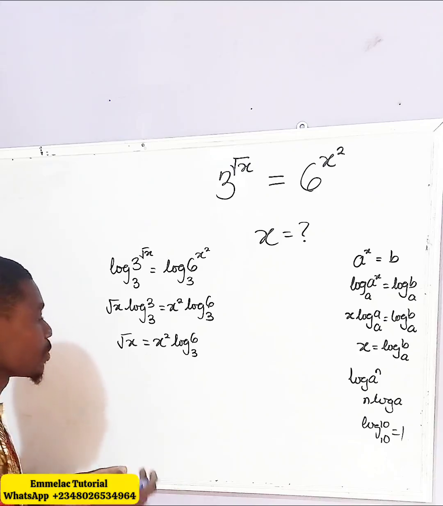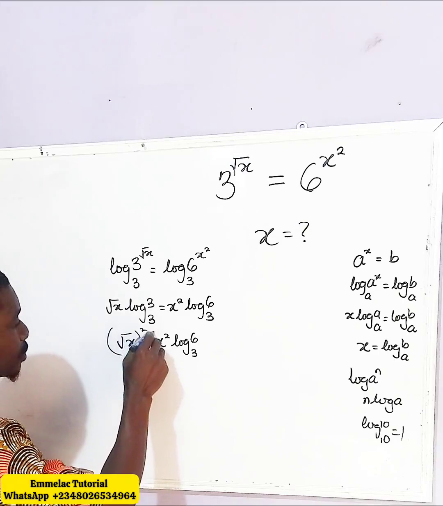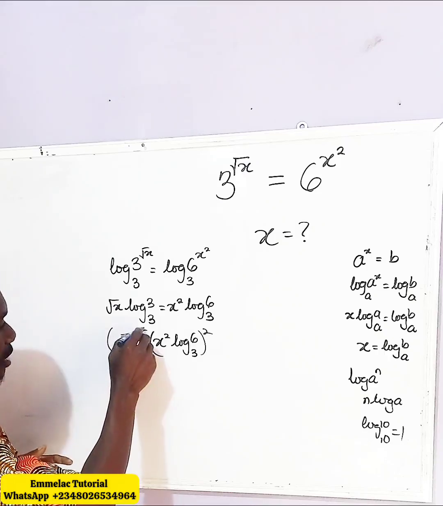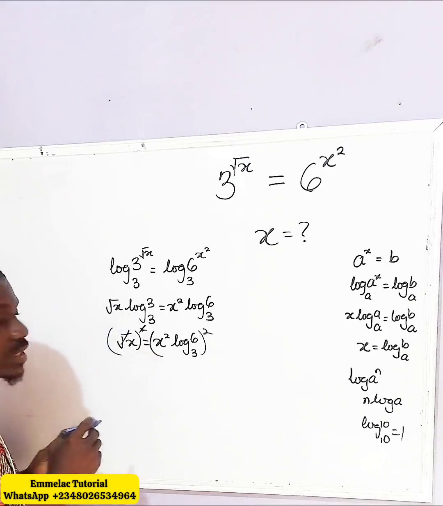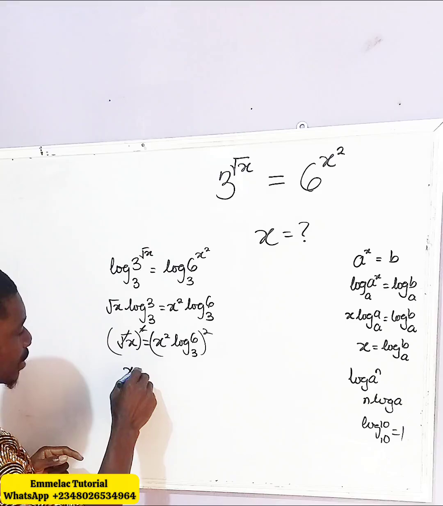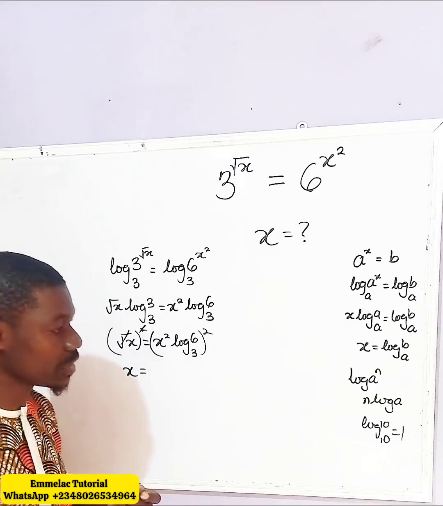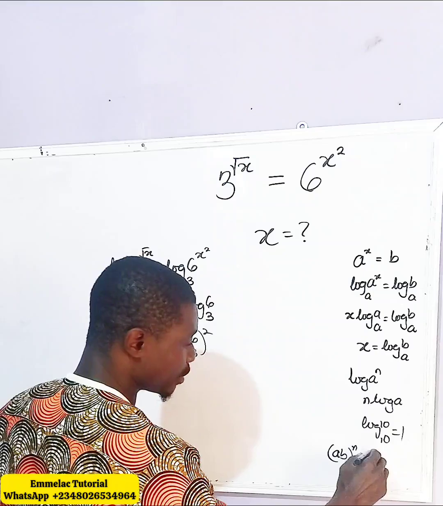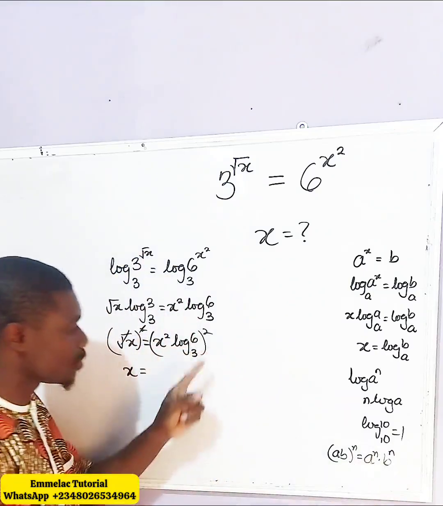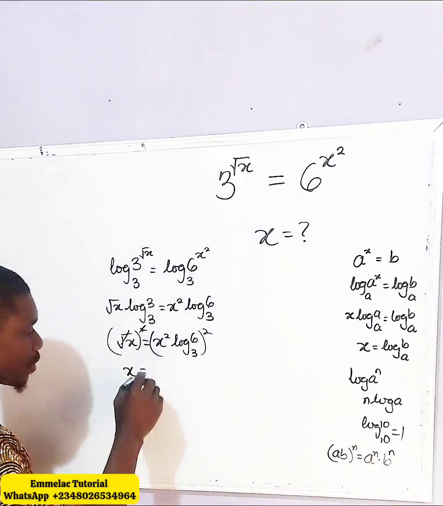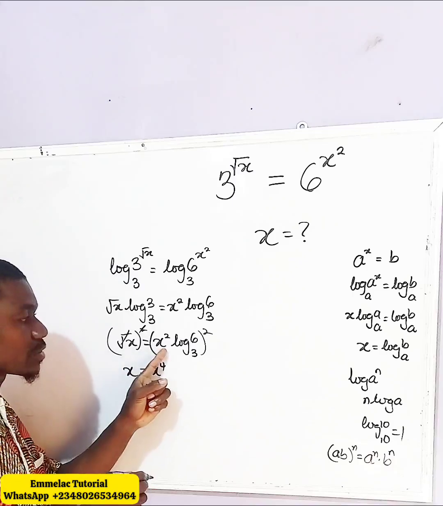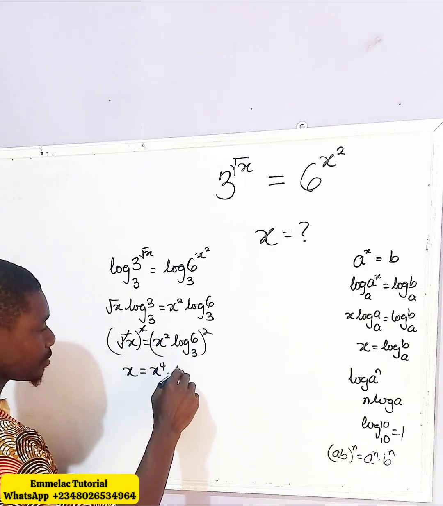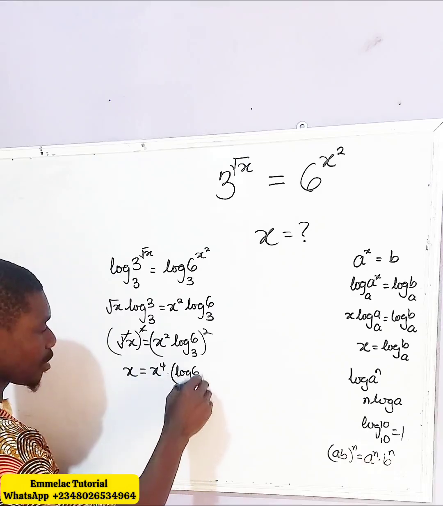At this point, let's undo the square root, and by doing that we need to square both sides of the equation. So we have raised both sides to the power of 2. This undoes the square root, so we are left with x equals, now according to indices, if you have a times b all raised to the power of n, this gives a raised to the power of n times b raised to the power of n. So we can distribute 2 to both terms here. Then we have x raised to the power of 4, because x squared all squared gives us 4, then into log 6 base 3 all raised to the power of 2.